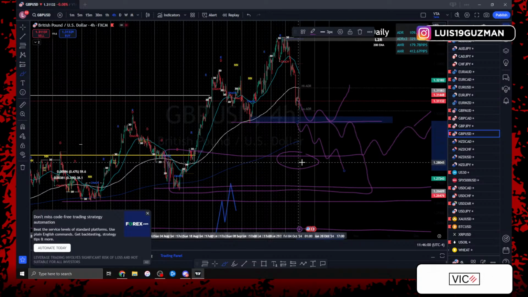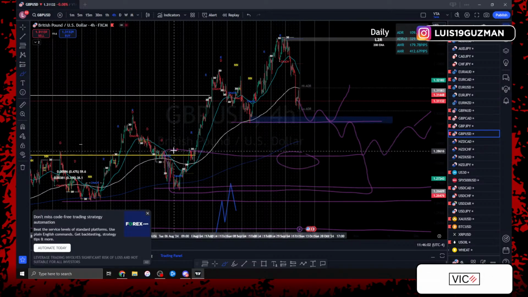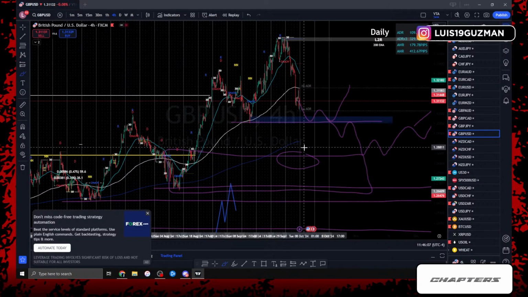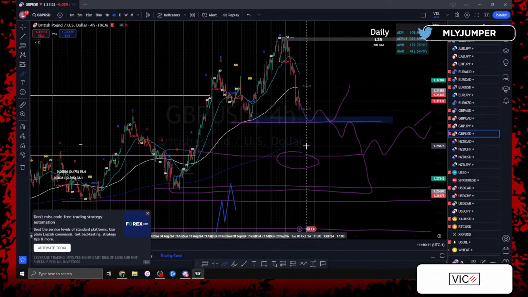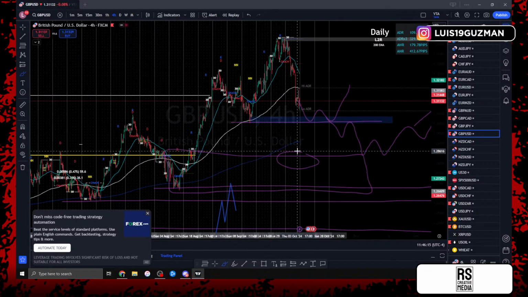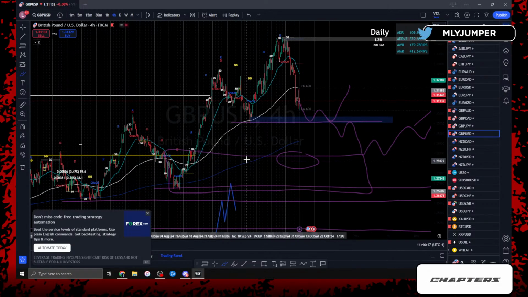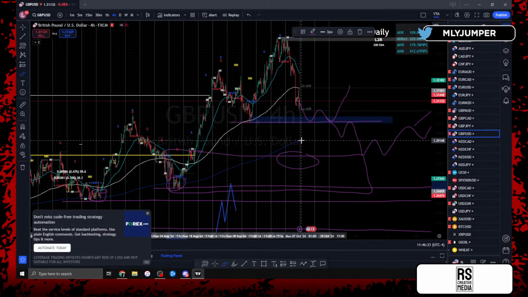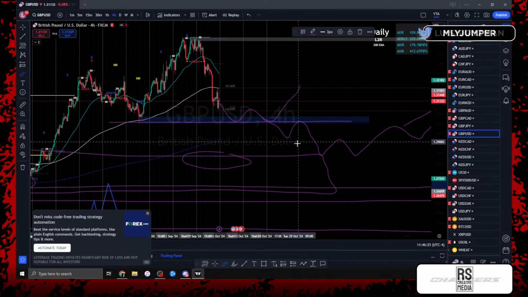Now we start looking at that pullback area that we have marked up here. What does this pullback area also have in the lower time frames? The 800 EMA. That's also another confirmation, another line of defense, because we know that price respects the 800 EMA every single time. Could price do the same thing here? Yes, it can.